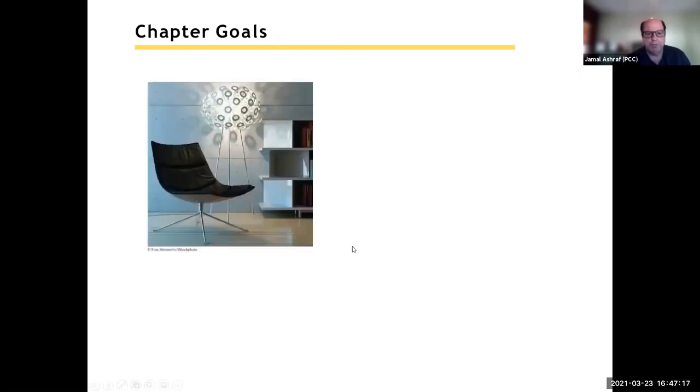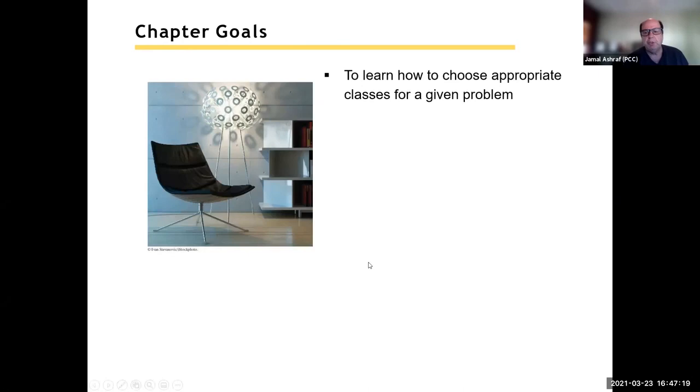Okay, so what we're going to do in this chapter is how we're going to choose appropriate classes for the specific problem. So we're going to go through a certain algorithm. I'll show you how that algorithm is done. So when you want to design your class, you can have some kind of an idea or algorithm. If it's like this, you can do it this way. If it's like this, you're going to do it that way.